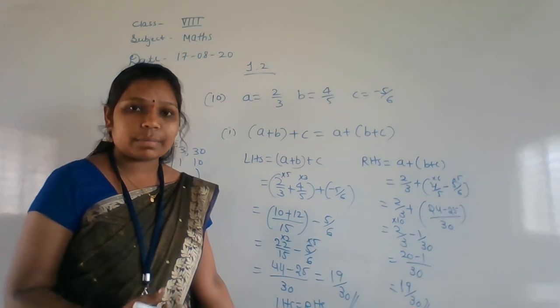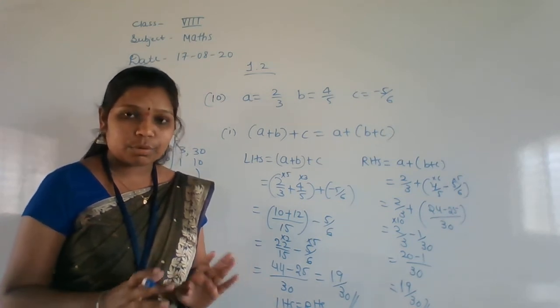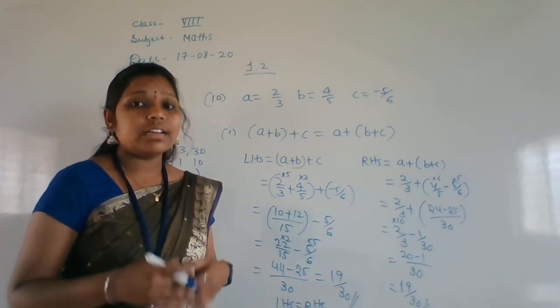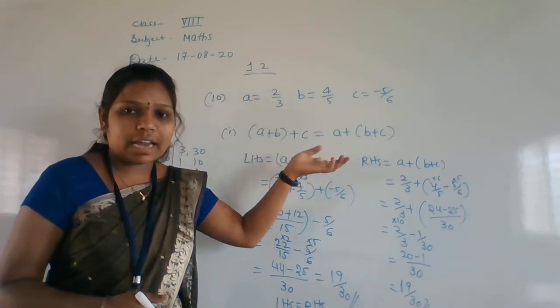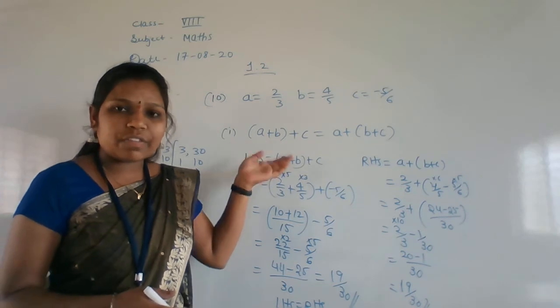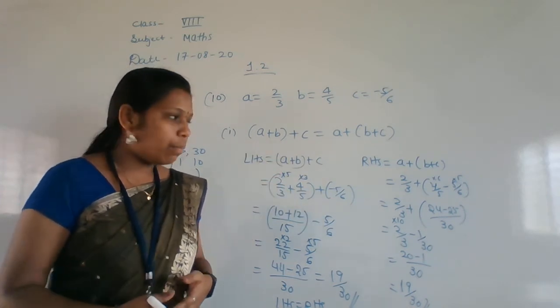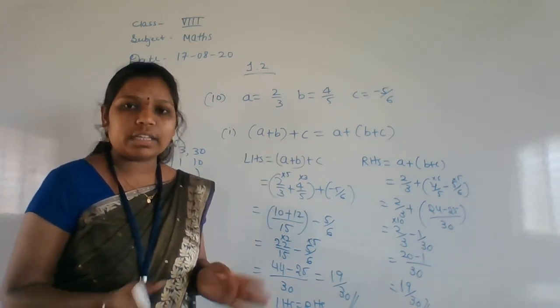Getting everyone? Whatever I am saying here, it's a very easy problem. Don't feel it's a difficulty. Just what we have to do: they have given us some equations as well as the A, B, C values already. So put the values of A, B, C and simplify the problem. Then you will get the answer. Only this much is there.